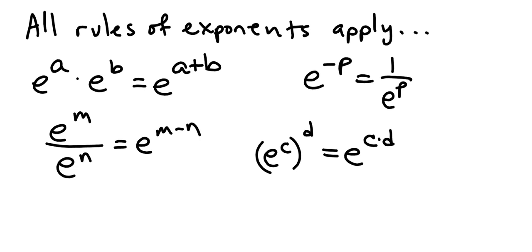Multiply the powers. These are all things that you learned in Algebra 2, and they are all still relevant. And if you have a to the x, where a is some number, it's not e, it's some number, you can turn it into an e to the something by making the exponent x times ln of a.